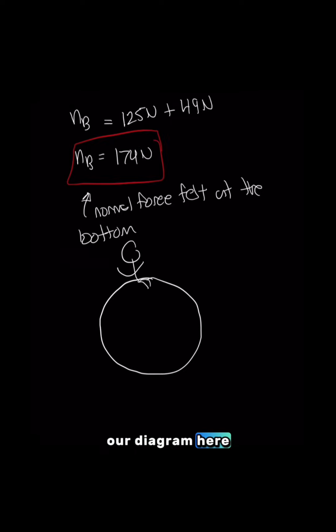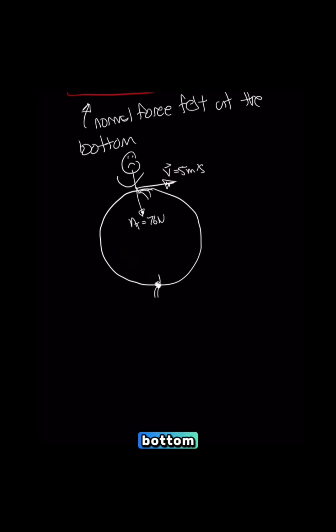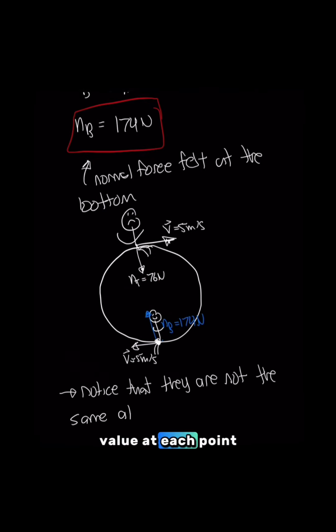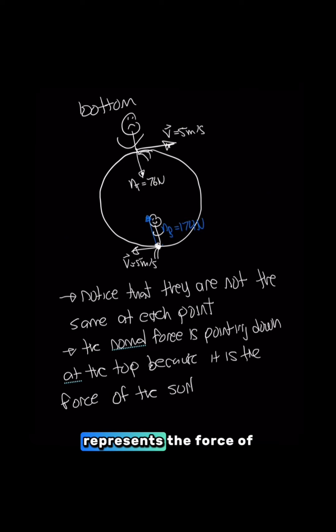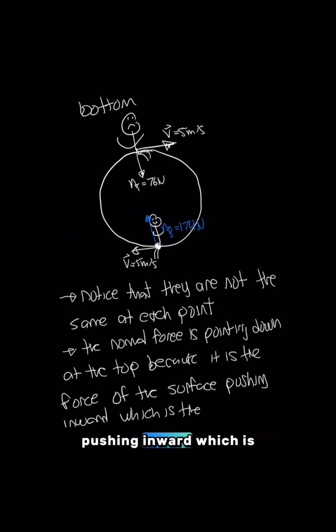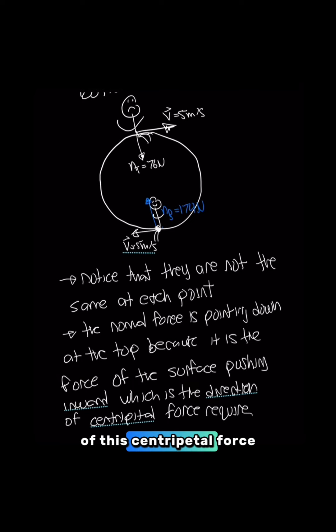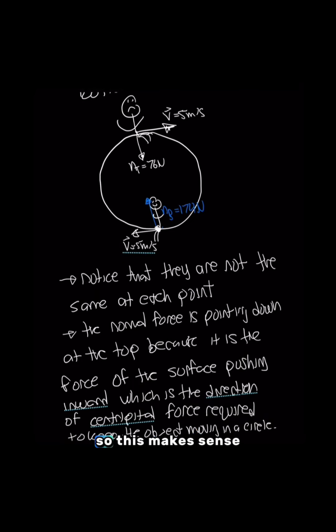If we look at our diagram here, at the top, our normal force pointing downwards is going to be 76 newtons. And then at the bottom, our normal force pointing upwards is going to be 170 newtons. Notice that they're not the same value at each point. This is crucial. And the normal force is pointing down at the top because the normal force represents the force of the surface pushing inward, which is the direction of the centripetal force required for the object to travel under circular motion. So this makes sense.